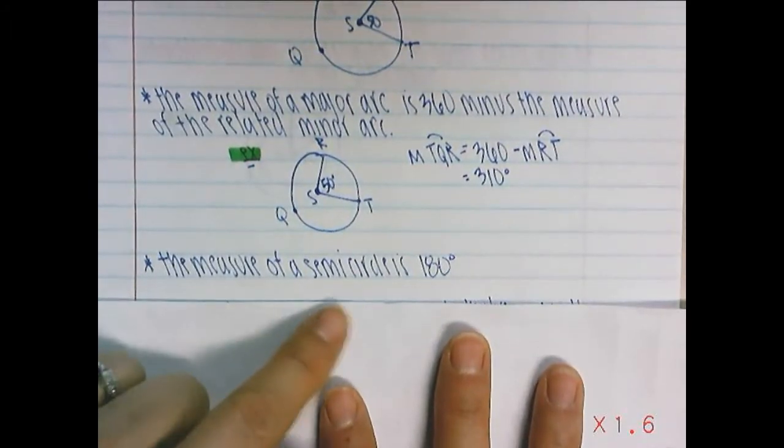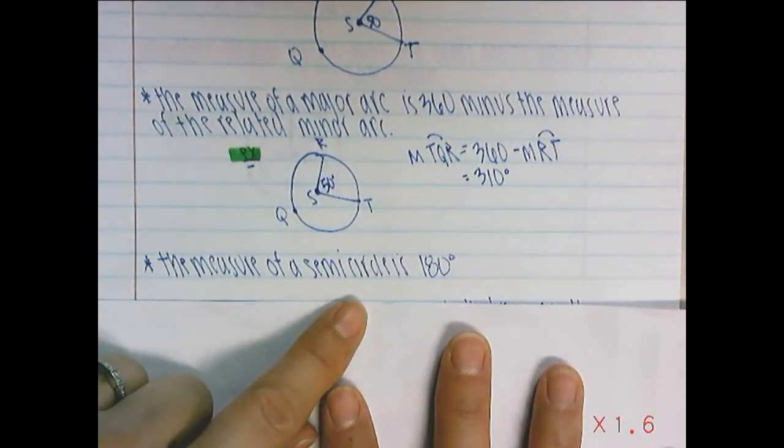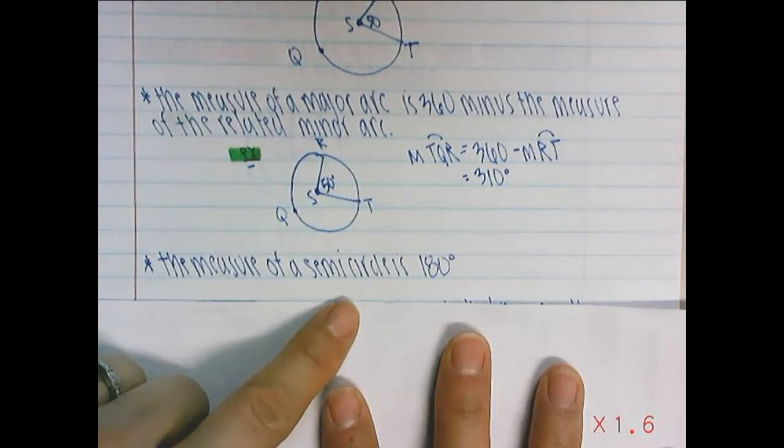The measure of a semicircle is always, always, always just going to be 180 degrees. Always. Semicircle, just think it's half a circle. 180 degrees.